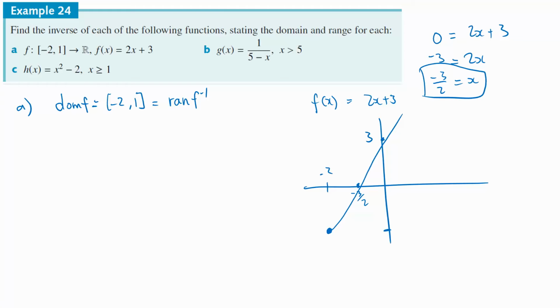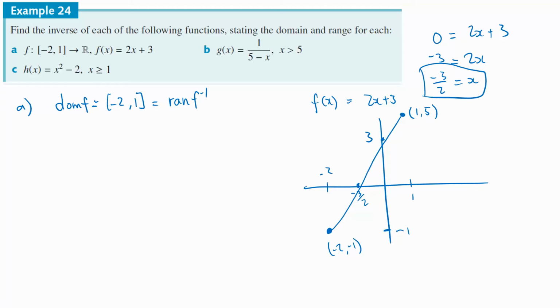Yeah, because you know that negative 2 is your x value. Sub negative 2 into the equation. When x is negative 2, negative 4 plus 3 is negative 1. So now I know this is negative 1. So negative 2, negative 1. Whereas the other side was all the way up to 1. So I'll say 1's here. I need to know the endpoint when x is 1. 2 times 1 is 2. 2 plus 3 is 5.